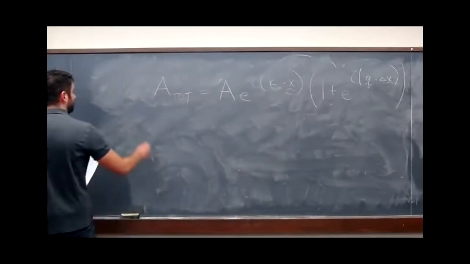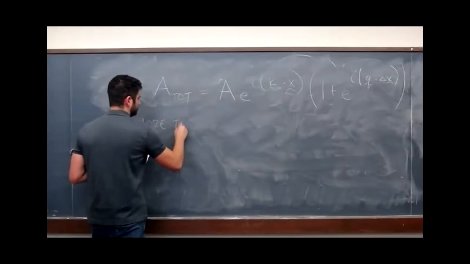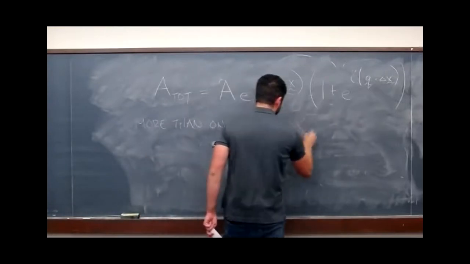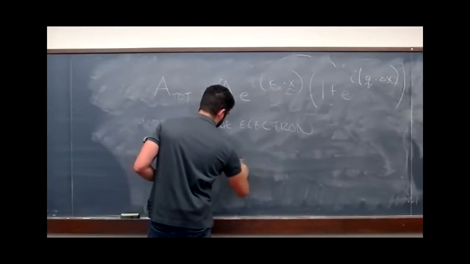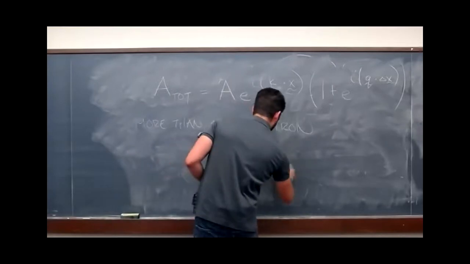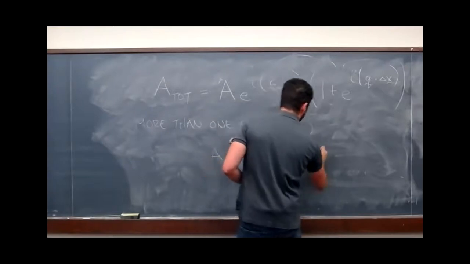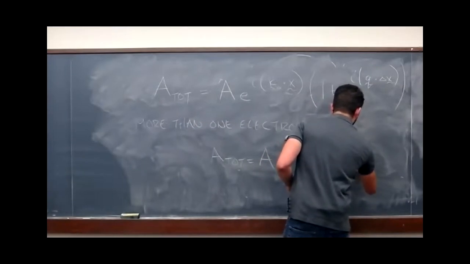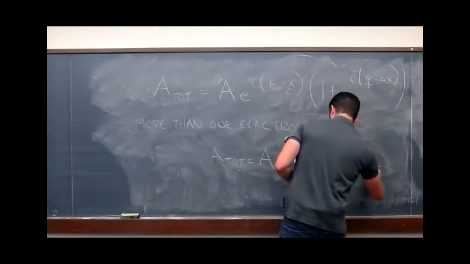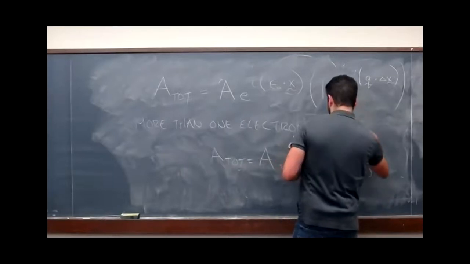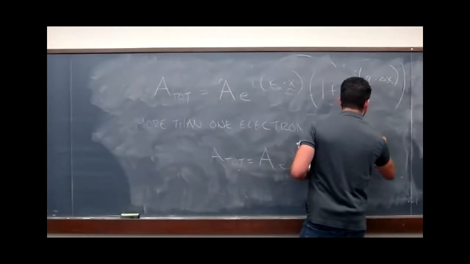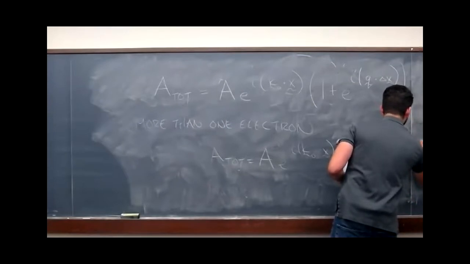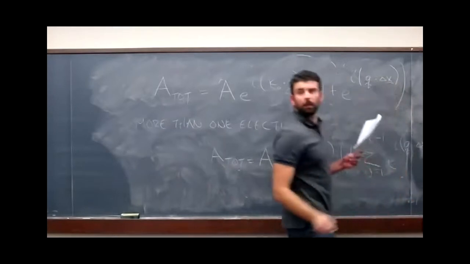And we can generalize this. We have more than one electron. Total amplitude A times 1 plus some j from 1 to the number of electrons minus 1 that fall off.